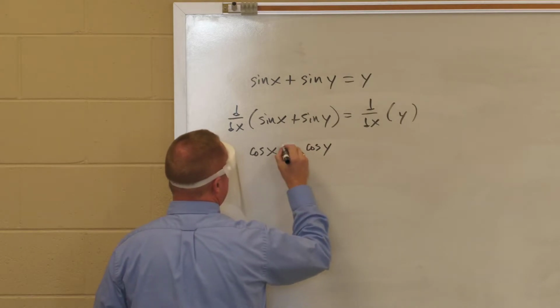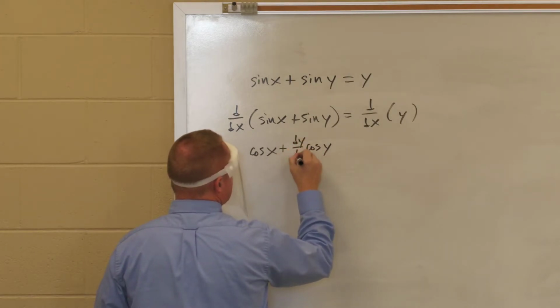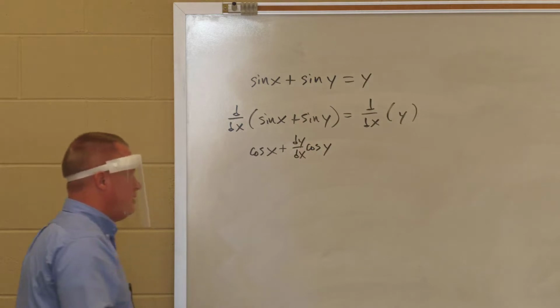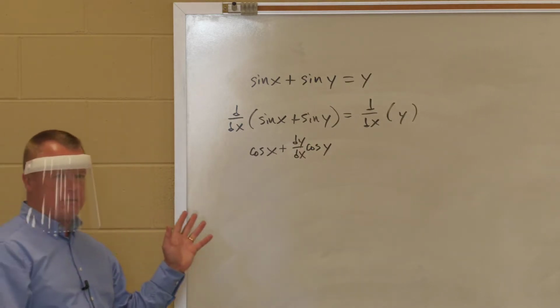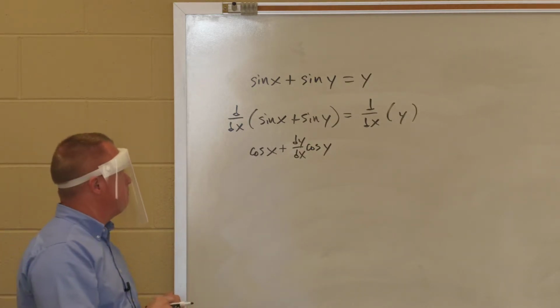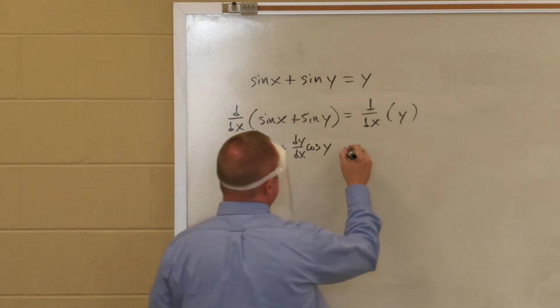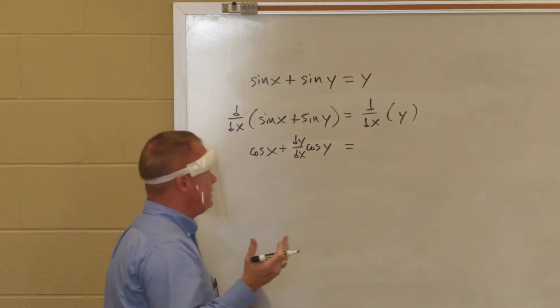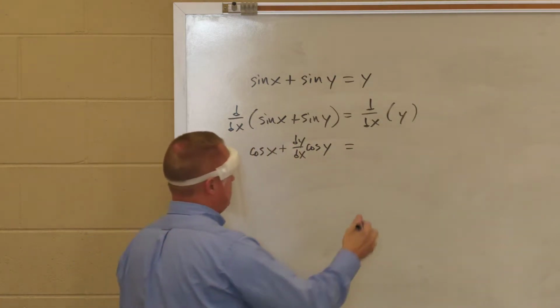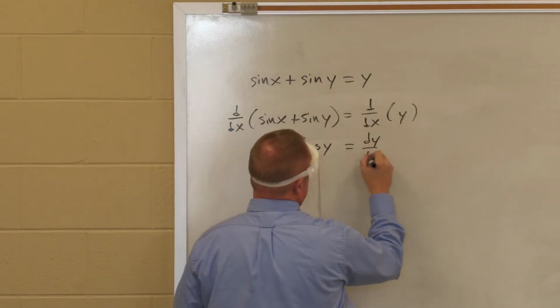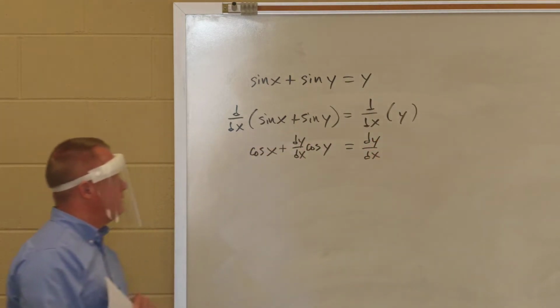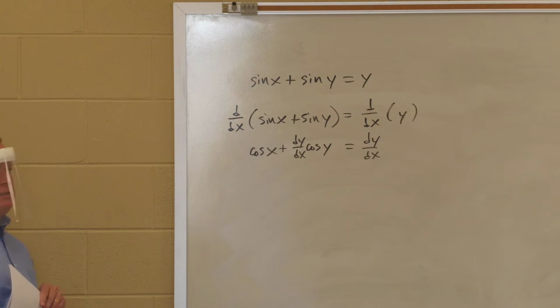So anytime you see a y inside a function, it means you have to multiply that times dy dx. On the right side, I just have the derivative of y with respect to x, which is just dy dx. Okay, any questions?